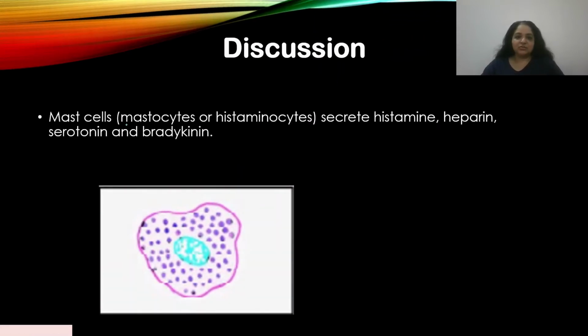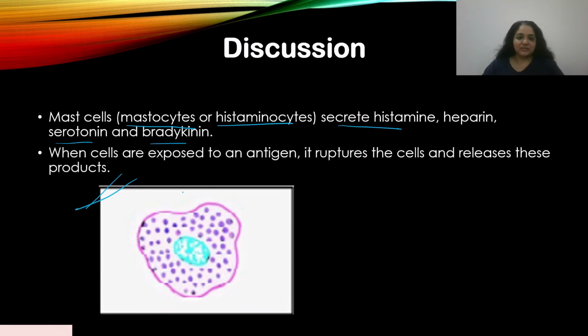Mast cells are also known as mastocytes or histaminocytes, and they secrete histamine, heparin, serotonin, and bradykinin. This is a typical structure of a mast cell. When cells are exposed to an antigen, it ruptures the cell and releases these products. Usually it's used in protecting your immune system. It plays an important role in the immune system. So when the cell is exposed to a particular antigen, it ruptures and releases these products. All right, so that's mast cell.